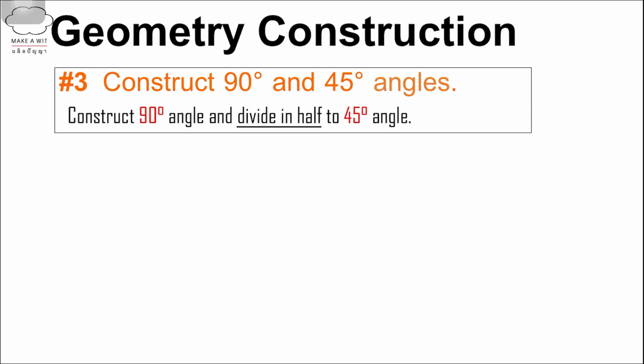Now, you will need to construct a 90 degree angle and divide it in half. What do you need to do? You need to find a bisector, right? Just like construction number 2. When you divide in half, half of 90 degrees will be a 45 degree angle. Simple, right? But 90 degrees, do you remember what that is called?